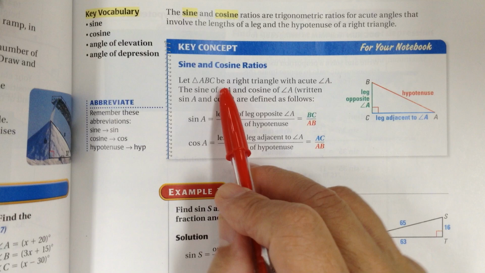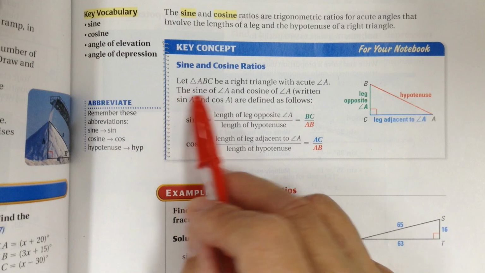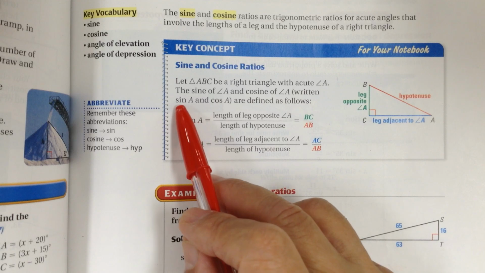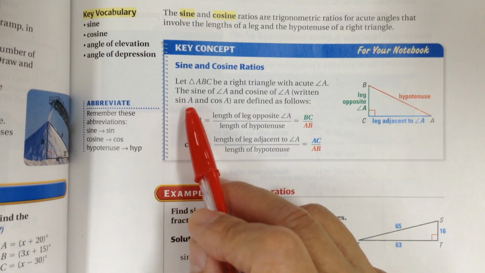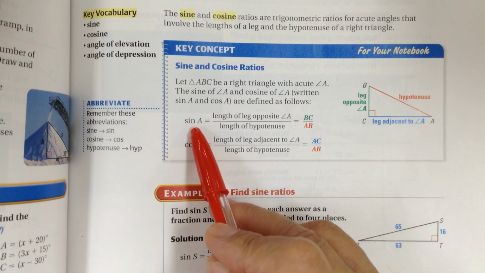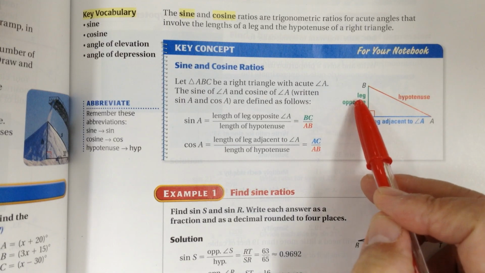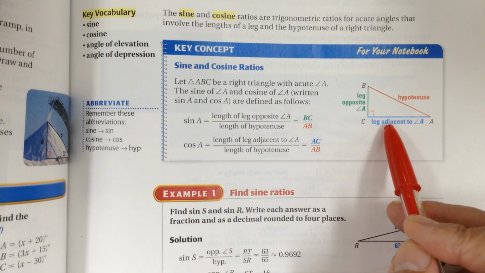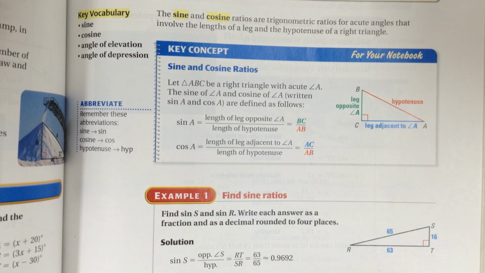So it says, let triangle ABC be a right triangle with acute angle A and the sine of angle A and cosine of angle A written as sine A and cosine A. So again, this is not sin, okay? This is sine A and cosine A, but defined as follows. So sine A is the opposite over hypotenuse. And cosine A is adjacent over hypotenuse.